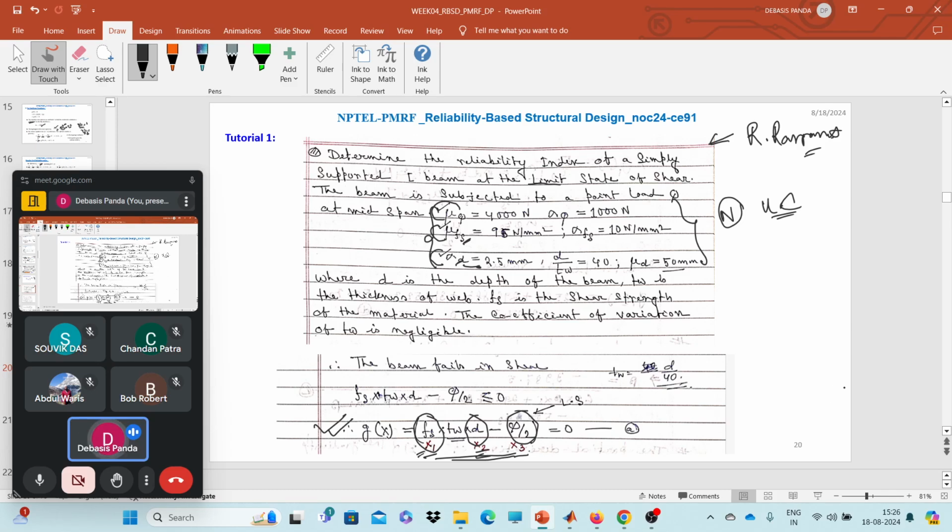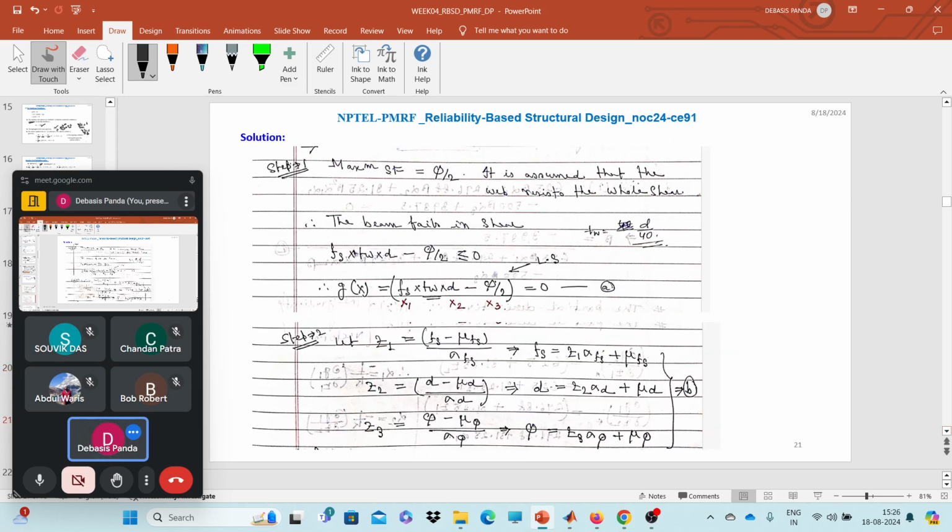So what should be the first step? We need to convert the limit state into standard normal space, right? So this is our limit state function, g(x) equals Fs multiplied by tw multiplied by d minus Q by 2 equals 0. This is our first equation. Now, we need to convert it into standard normal space. So what we need to do, say Z1 equals nothing but what we have seen, (x1 minus mu x1) by sigma x1.